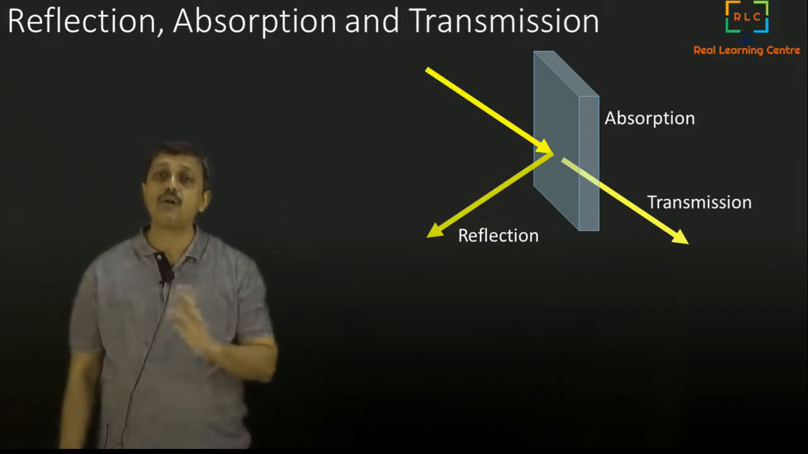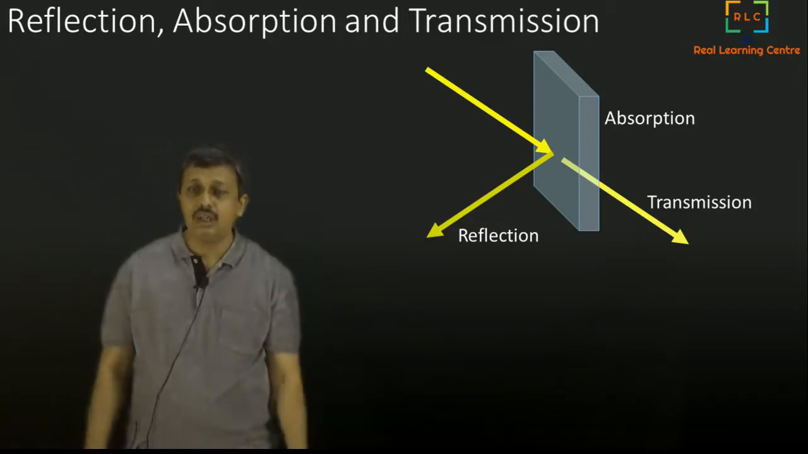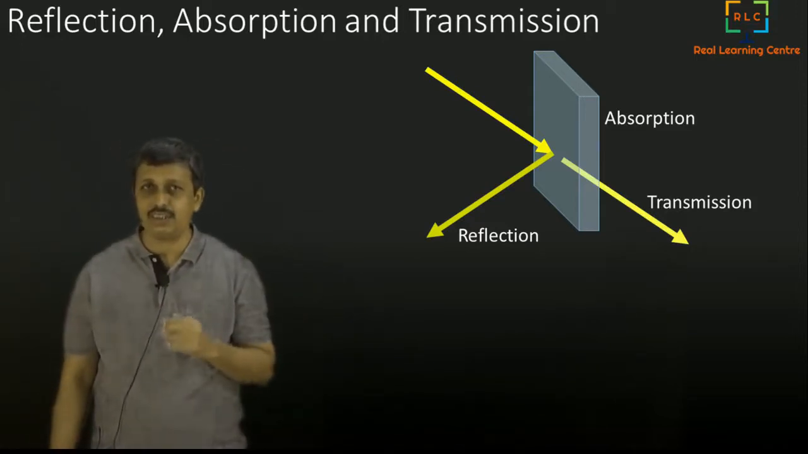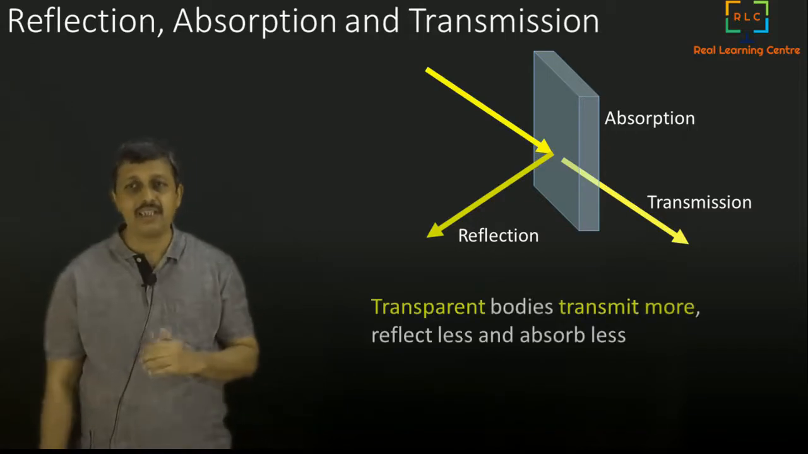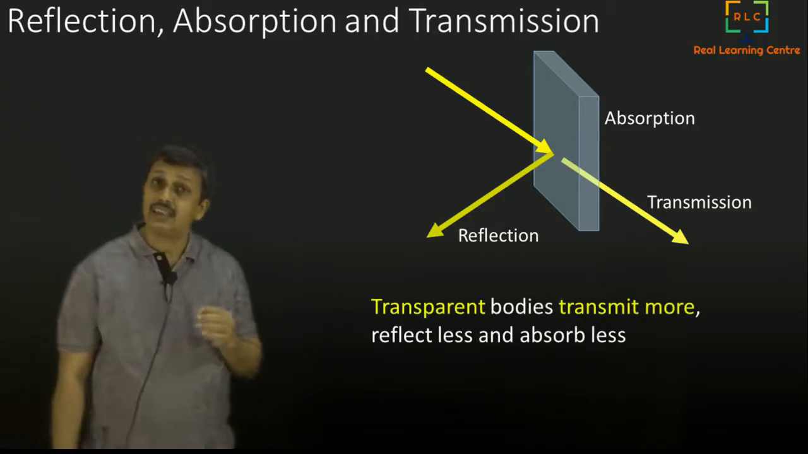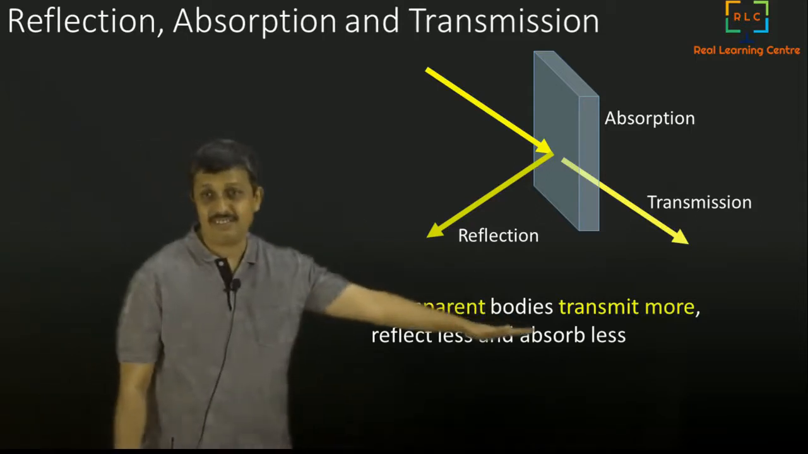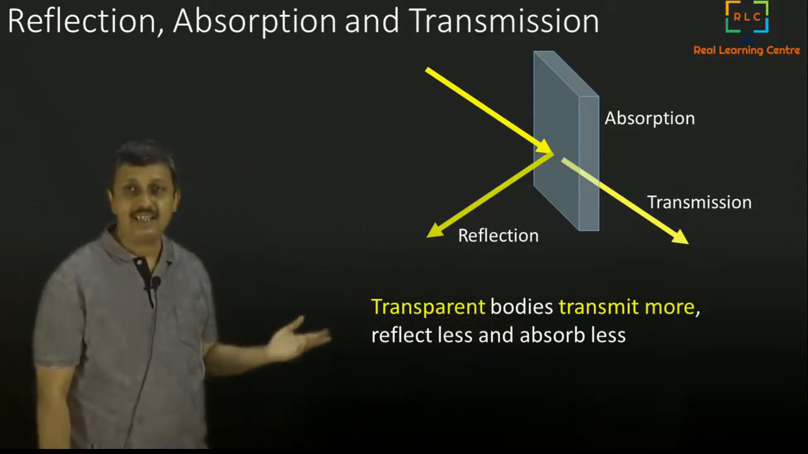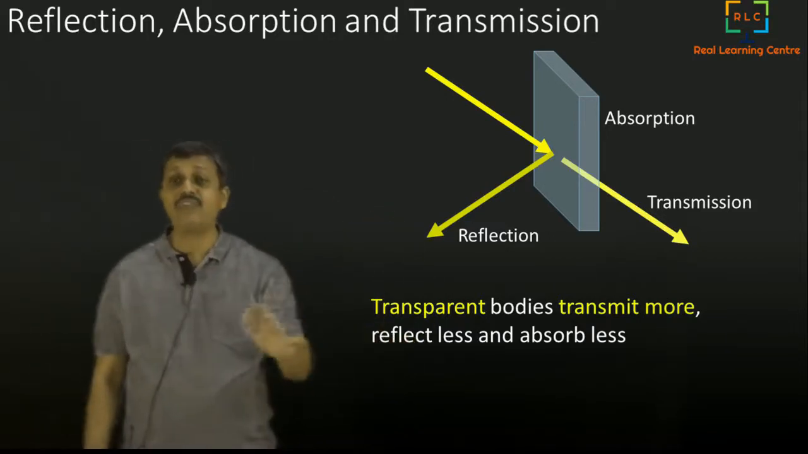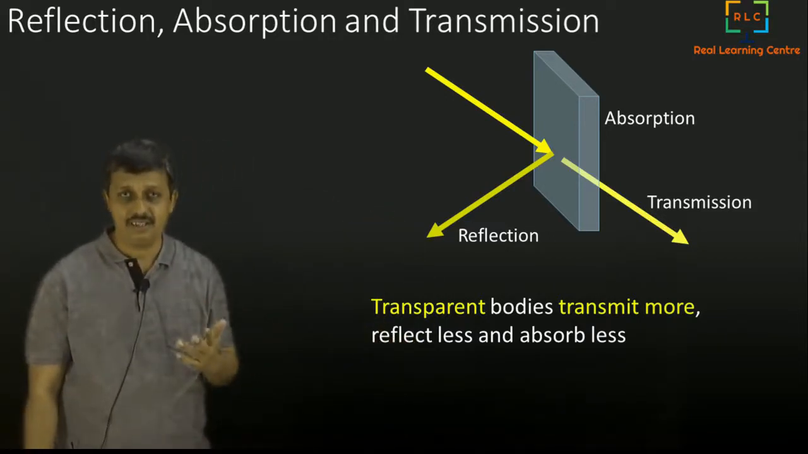Whether it is transparent or opaque, this happens. So now, the question is how much it happens. That decides whether it is transparent or opaque. In the case of a transparent material, it transmits more, reflects less and absorbs less. So most of the light gets transmitted. That's why we call it transparent.